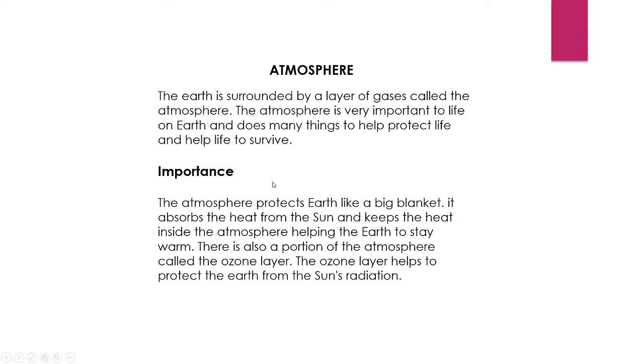There is also a portion of the atmosphere called the ozone layer. The ozone layer helps to protect the Earth from the sun's radiation. The ultraviolet radiations are very harmful for human beings, so the ozone layer protects us from these radiations.